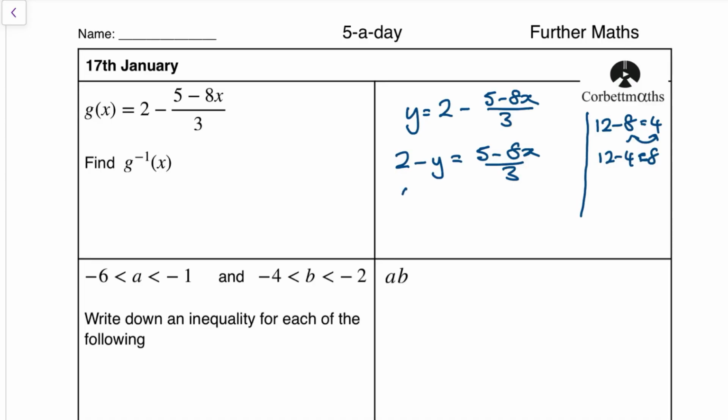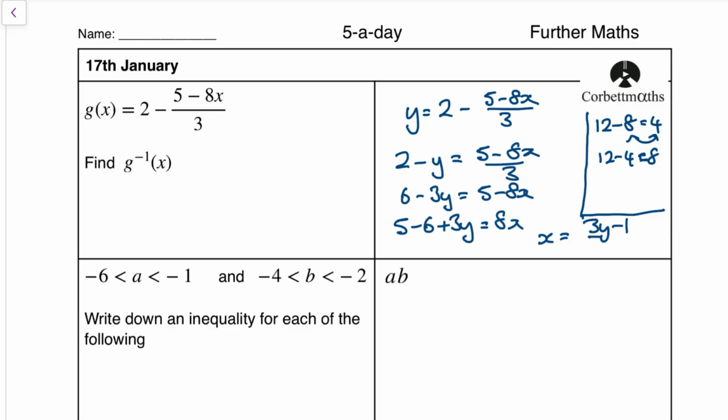Then I'm going to multiply both sides by 3, which gives me 6 minus 3y equals 5 minus 8x. Then I'm going to do the switch-it-around trick again. So I've got 5 minus 6 minus 3y plus 3y is equal to 8x, which means x is going to be equal to (3y minus 1) divided by 8, because 5 minus 6 is minus 1. But let's remember that is not my answer. I need to redo the answer in terms of g of x. So g inverse of x is equal to (3x minus 1) divided by 8. That is the first question done.